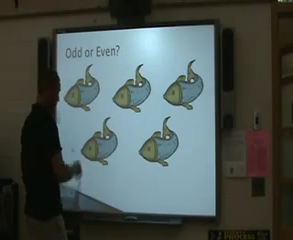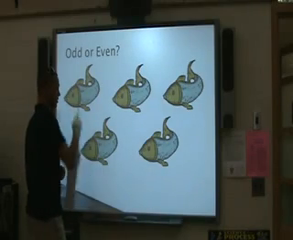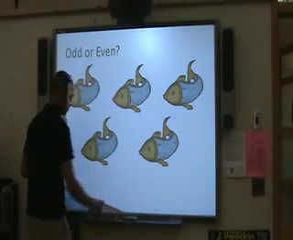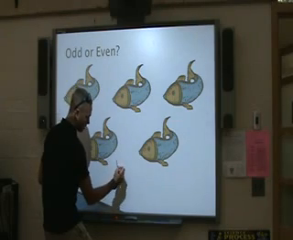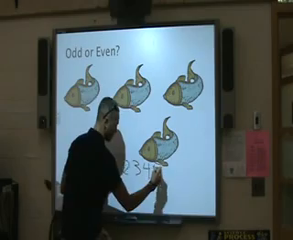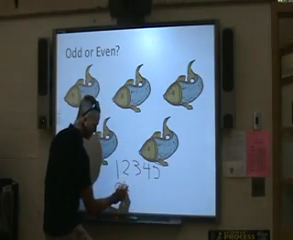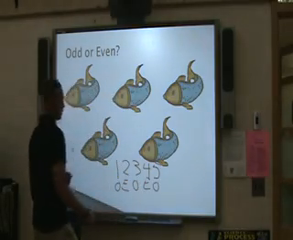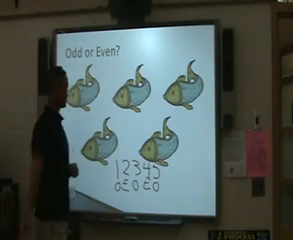Let's test it out. We have how many fish? 1, 2, 3, 4, 5 fish. Let's use that pattern system again. 1, 2, 3, 4, 5. Odd, even, odd, even, odd. We have an odd number of fish.